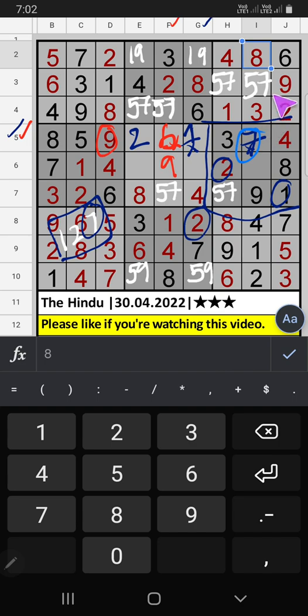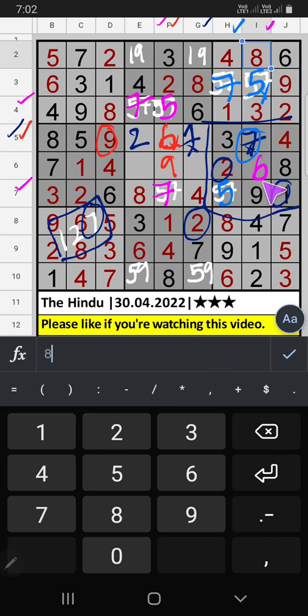Since 7 is here, so 7 can't come in the cell. 7 is confirmed here. Then 5 is here. Then column H, only one number is remaining, 5. 5 is confirmed here. Seventh row, only one number is remaining, 7. 7 is confirmed here. Column F, only one number is remaining, 5. 5 is confirmed here. Fourth row, only one number is remaining, 7. 7 is confirmed here. Column I, only one number is remaining, 6.